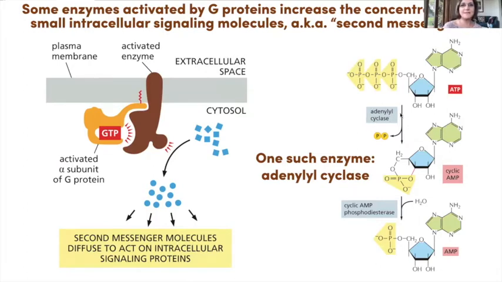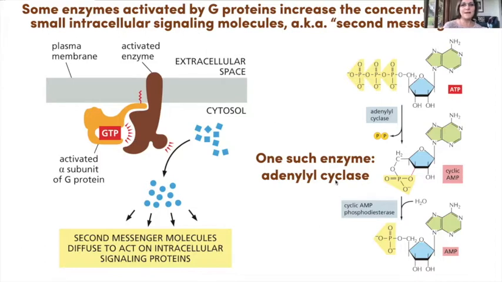One that's almost always shown in textbooks is adenylyl cyclase. So this is an enzyme that takes ATP and it makes it into cyclic AMP. And cyclic AMP is a very important intracellular second messenger. So it's called the second messenger because it basically is the messenger that tells the cell that the first messenger, which was the external signal, happened.